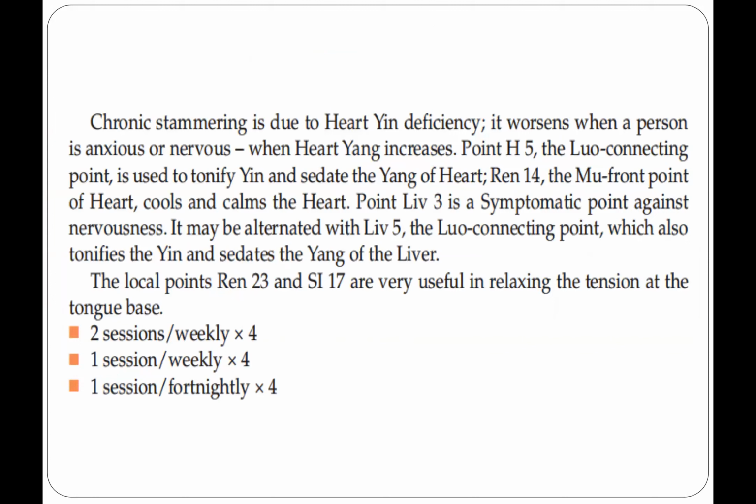Chronic stammering is due to heart yin deficiency. It worsens when a person is anxious or nervous, when the heart yang increases. Heart 5, which is the luo connecting point, tonifies the yin and sedates heart yang. Ren 14, the front mu point of the heart, cools and calms the heart. Liver 3 is a symptomatic point against nervousness. We can alternate liver 3 with liver 5, which is the luo connecting point, which also tonifies the yin and sedates the liver yang. The local points, Ren 23 and SI 17, are very useful to relax the tension at the tongue base.